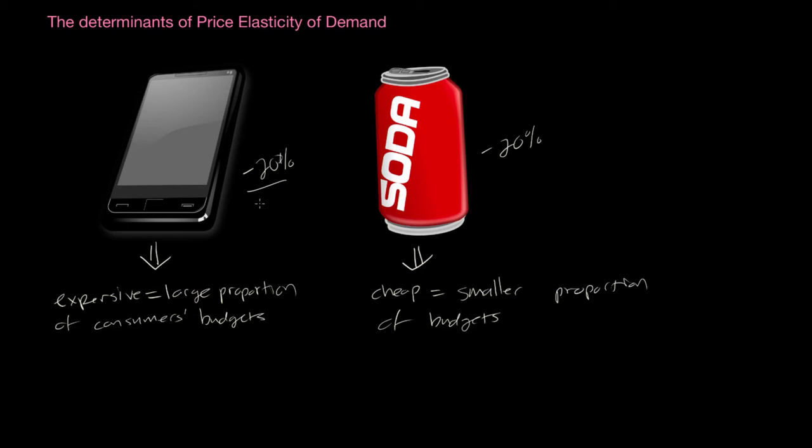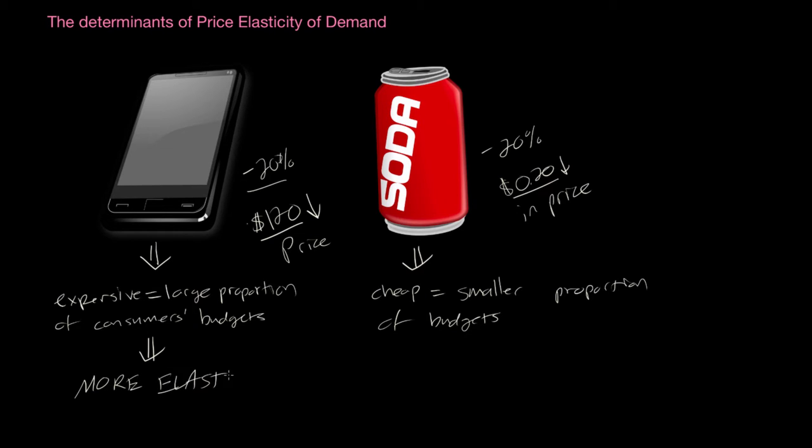A 20% decrease in a $600 smartphone, that's huge. That's over a $100 discount. That might be $100, $120 off the price. But what's a 20% discount on a $1 can of soda? That might only be a 20-cent decrease in price. Which are you going to notice, $120 off of a smartphone or a 20-cent decrease in the price of sodas? The more expensive a good is to start with, the more elastic demand tends to be.